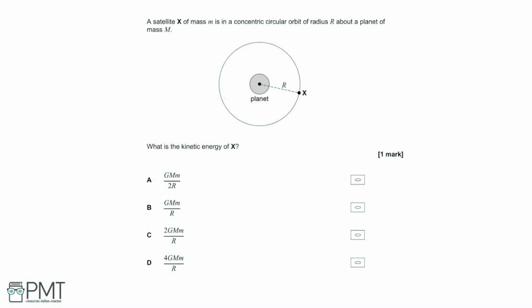This question is about orbits and kinetic energy. The question says, a satellite X of mass m is in a concentric circular orbit of radius r about a planet of mass M. What is the kinetic energy of X? In order to answer this question, it is helpful to consolidate what we know about the planet and the satellite and what we're trying to find.